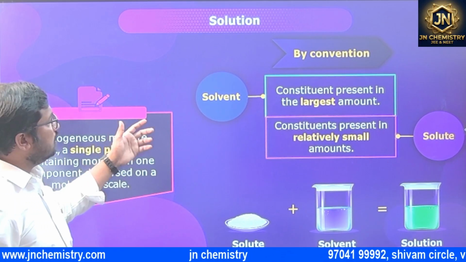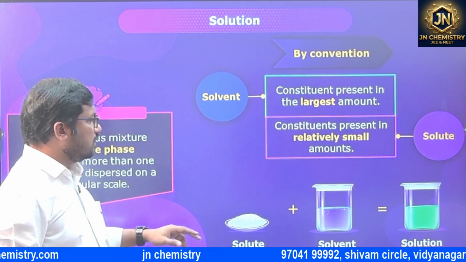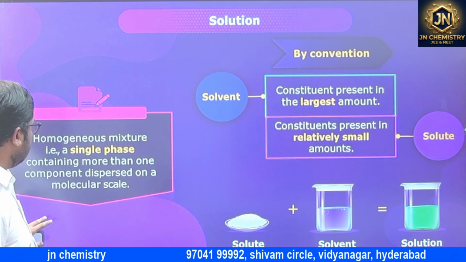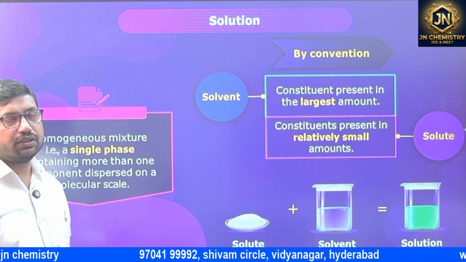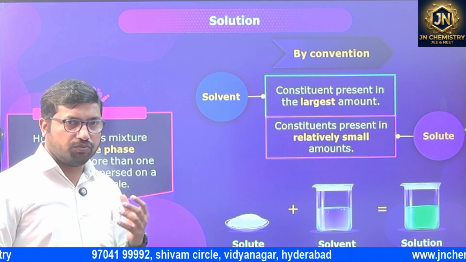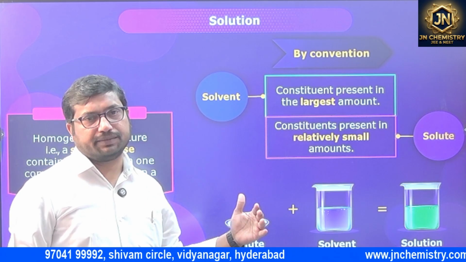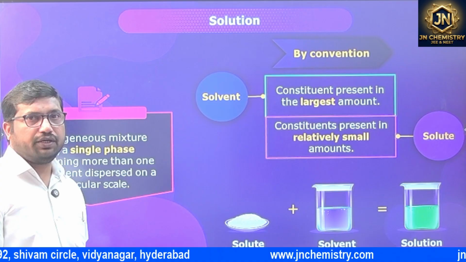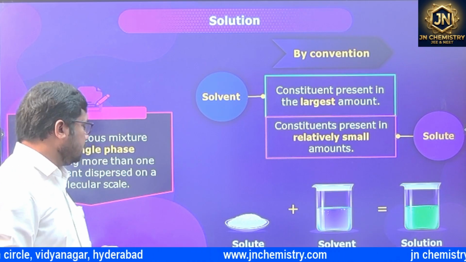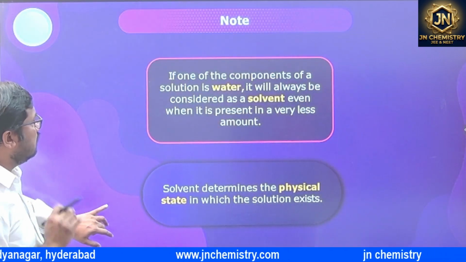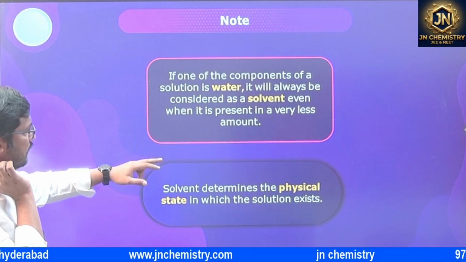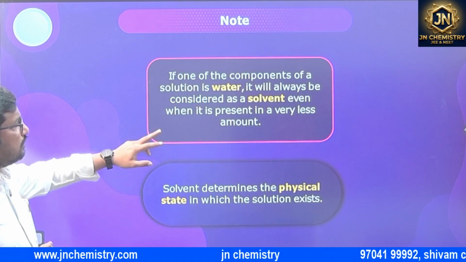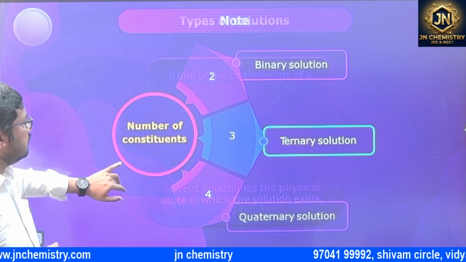So in a solution, the solvent is the constituent present in the largest amount, and the solute in relatively small amounts, right? Homogeneous single phase, homogeneous solutions; first, heterogeneous solutions we'll discuss. Homogeneous means all are in the same phase. Heterogeneous means all are in different phases. Different means one is solid, one is liquid, one is gas, like that. I already discussed it right now. The solvent is one, water, so homogeneous and heterogeneous things.